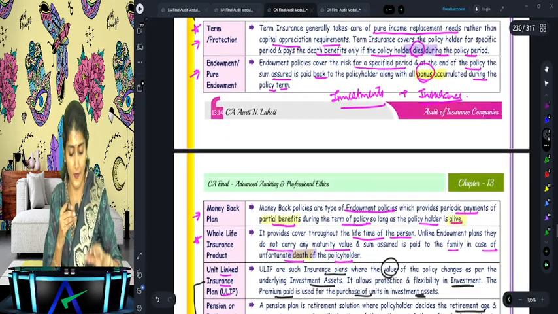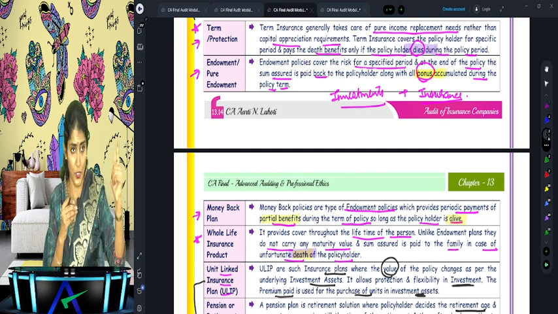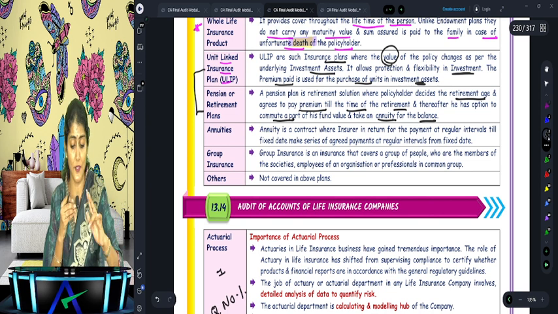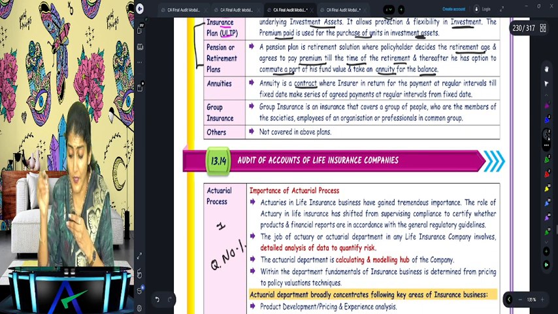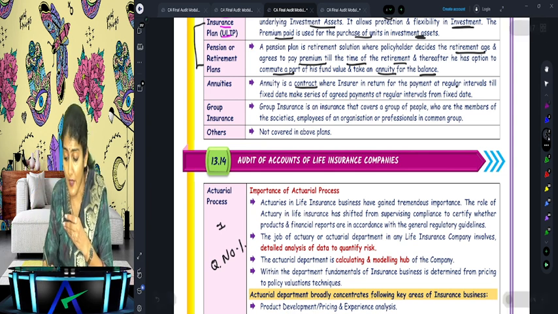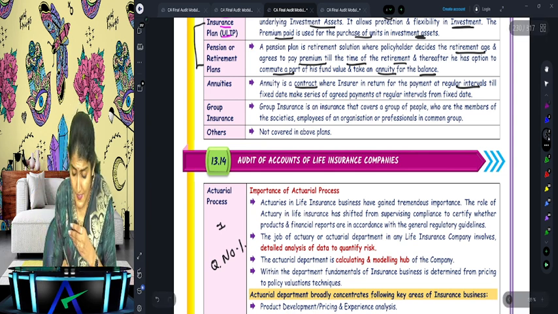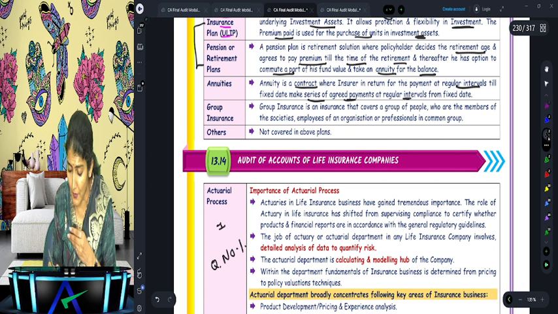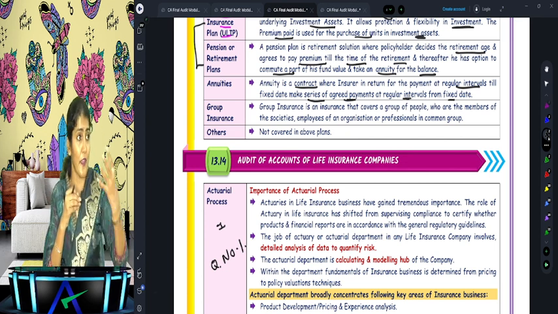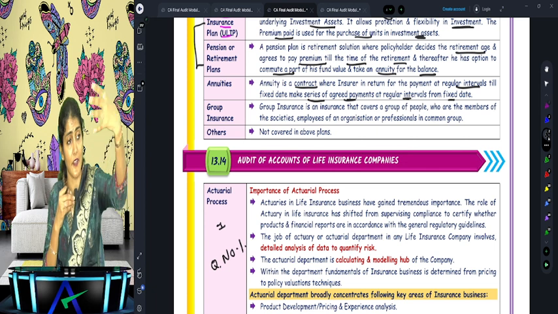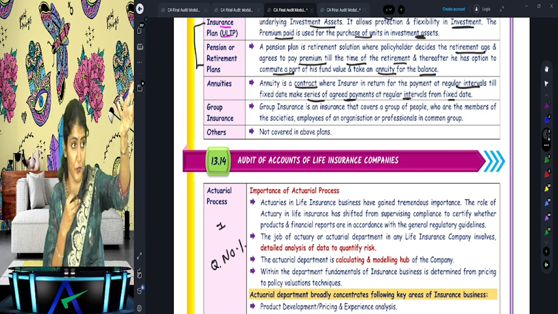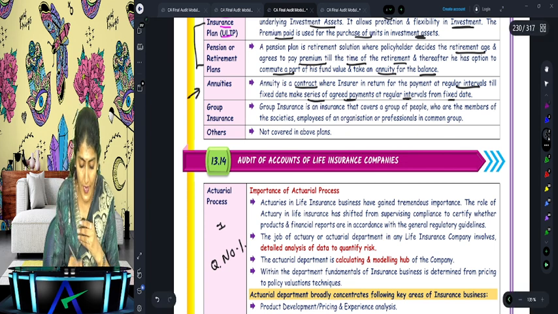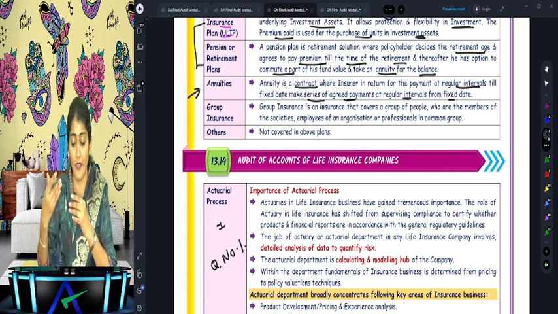Are you understanding that? Term protection, whole life insurance product, endowment policy, money back plan, then the ULIP and the pension or retirement scheme. Then you have the annuities, right? An annuity is a contract where an insurer, in return for payment at regular intervals till a fixed date, makes a series of agreed payments at regular intervals from a fixed date. So after 5 years of the policy, you'll get 2 lakh. After the next 5 years, you'll get 2 lakh more. After 5 more years of the policy, you'll get a further amount, right? So that is where you keep on getting the annuities, sort of like getting dividends.